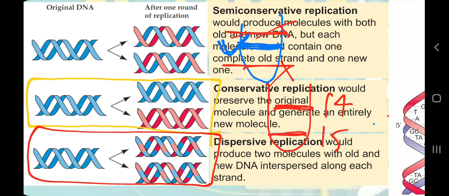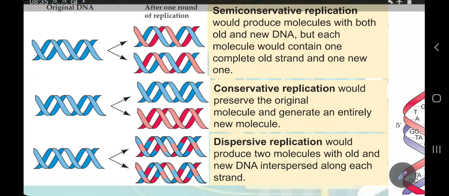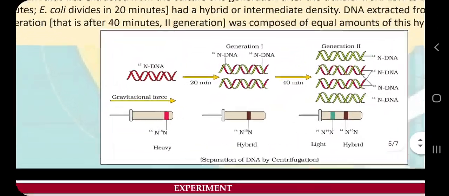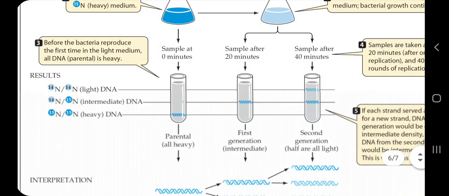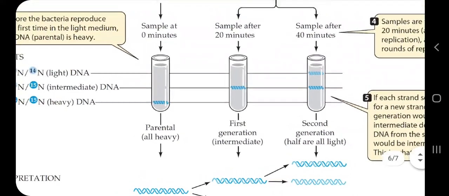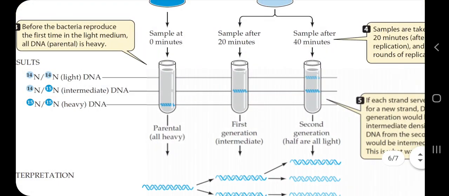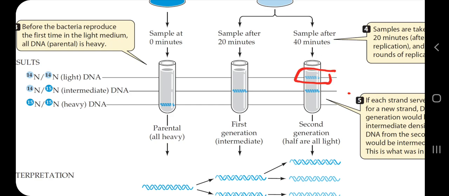So to avoid that confusion, they repeated the experiment again after 40 minutes. This is why we have 3 test tubes here. So after 20 minutes they got the intermediate situation. After 40 minutes what they got was very interesting. They again have the intermediate band plus one band completely in N14. How can we decipher these results?